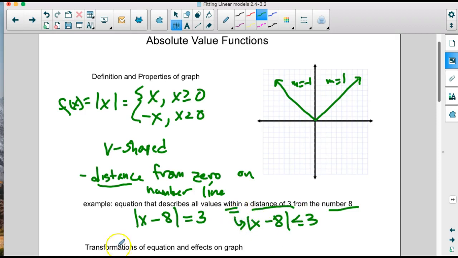Okay, these are equal to the distance. So this is giving you exactly the distance that's 3 away from 8 on the number line. It would be the number 5 and the number 11. But this would be the equation that would give you the 5 and 11. And this would represent any number between 5 and 11.